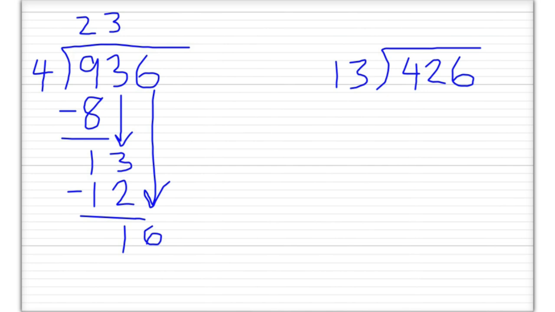Will 4 go into 16? Yes, it does. It goes in 4 times. It goes in perfectly. 4 times 4 is 16, which means that we have no remainder. So 936 divided by 4 is 234 with no remainder.